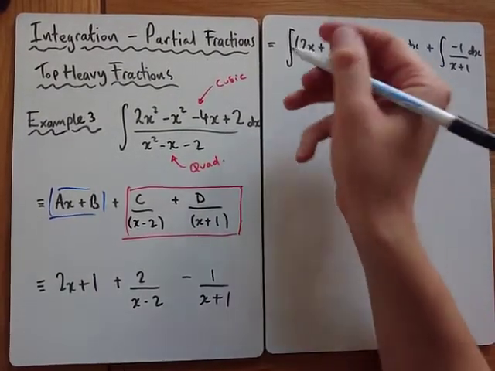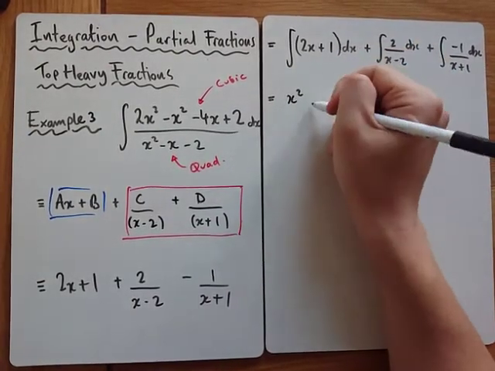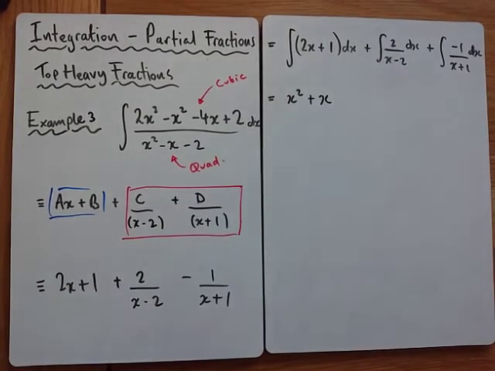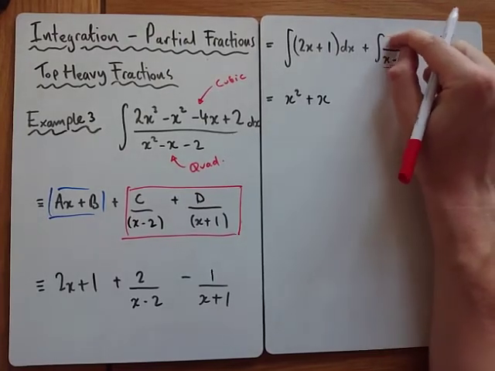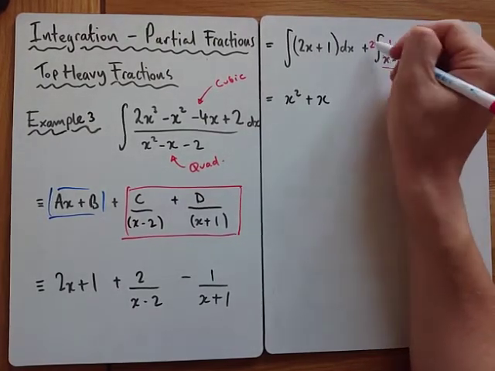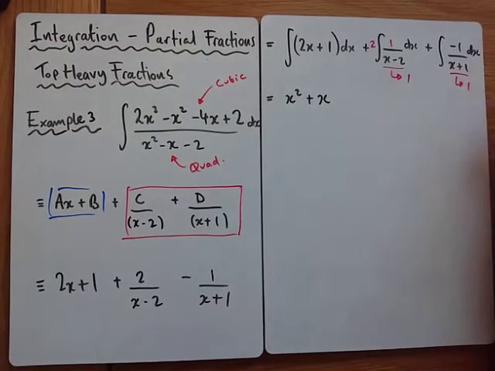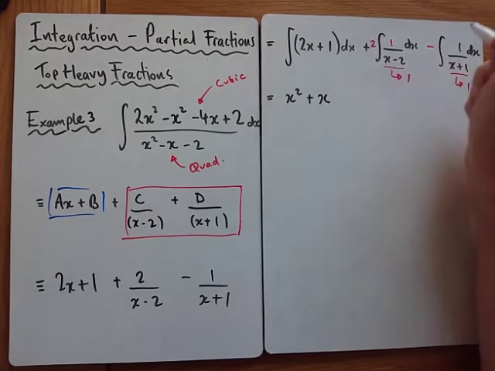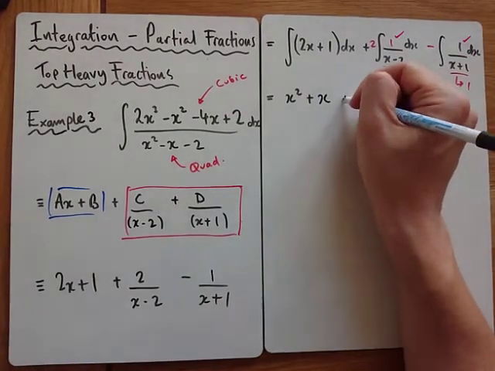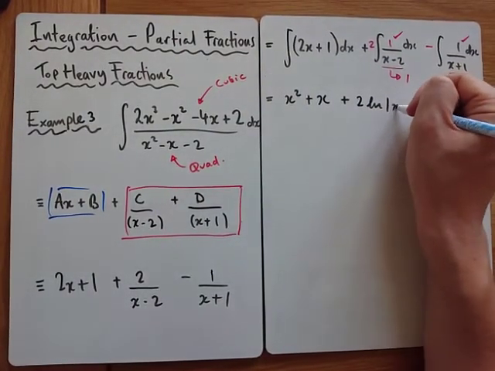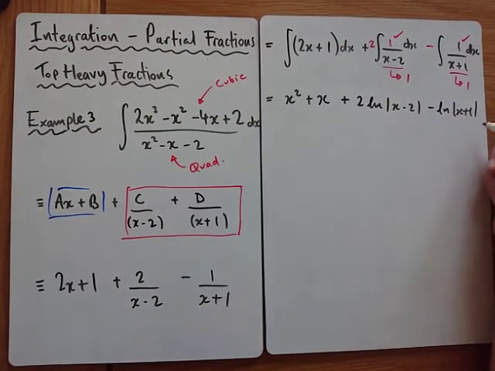Okay, so final step, just to integrate. Add 1 to the power divided by the new power, so that'll become x squared, plus 1 would become plus x. And then we should be getting used to this by now, but the derivative would be 2, the derivative would be 1. Take the 2 outside. 2 times 1 is the same as 2 that we had. Derivative for this would be 1, so just take the minus outside, and you've got your derivative on top. So that would become plus 2 ln modulus of x minus 2 minus ln modulus of x plus 1 plus c.